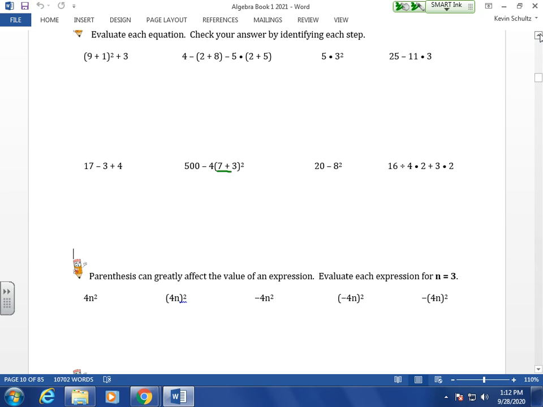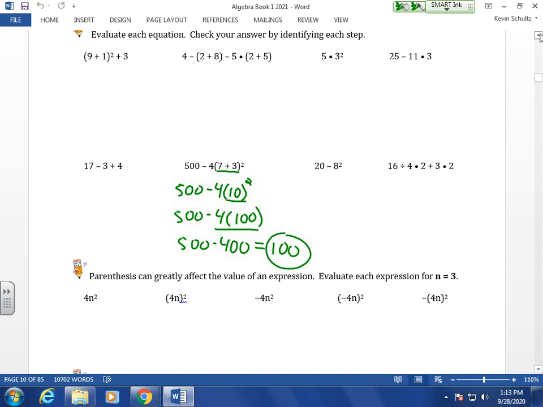So your first step would be to solve the addition within the parentheses. That gives us 500 minus 4 times 10 squared. Our next step would be to square the 10, which is 100. Right? 500 minus 4 times 100. Now we can multiply 4 times 100. -4 times 100 is -400. 500 minus 400, we get 100 as an answer. Okay?